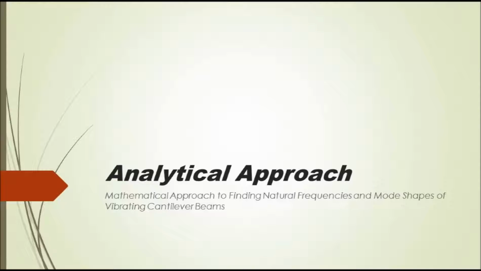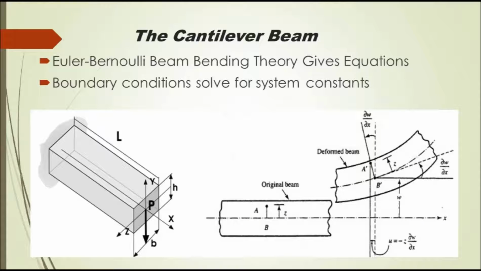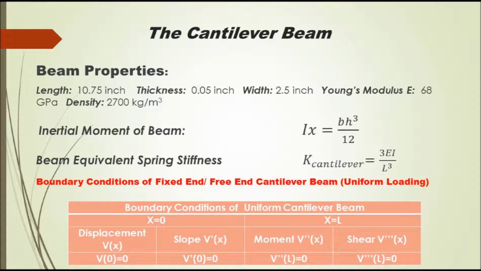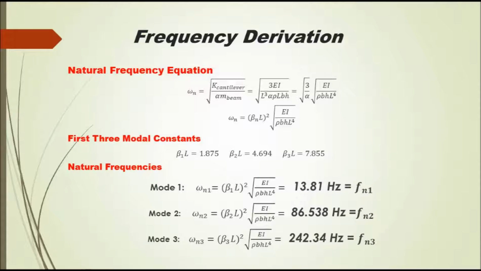Verifying the measurements given by the equipment required a mathematical model to be derived. The model was created using elements and boundary conditions based on the Euler-Bernoulli beam bending theory for a cantilever beam. The material properties and the physical dimensions of the beam were used for the calculations of its equivalent spring stiffness. By using this equation, the first three natural frequencies, or mode frequencies, were found.